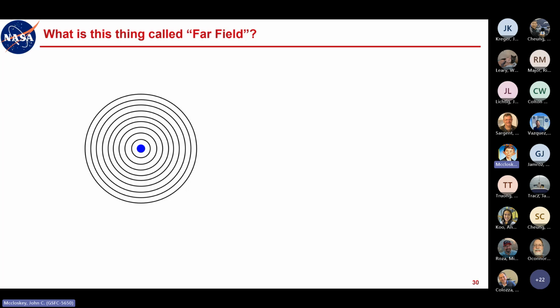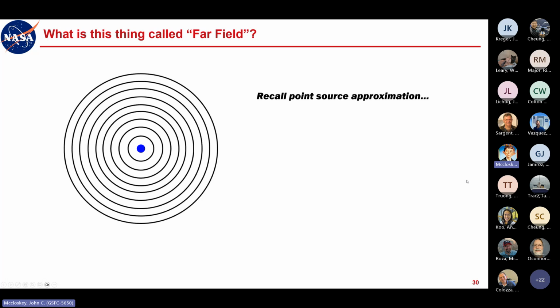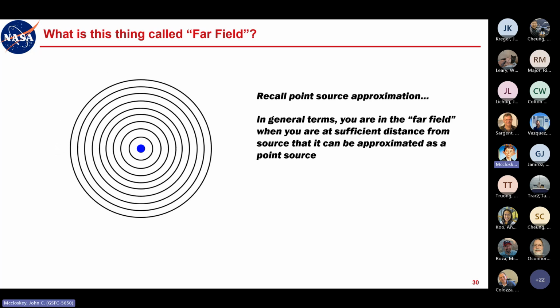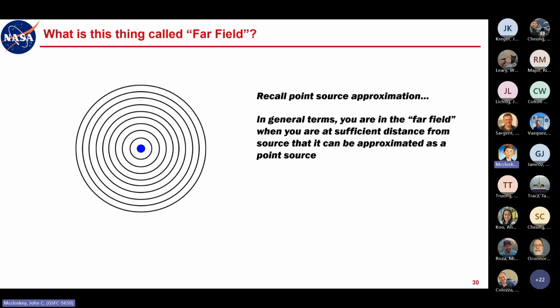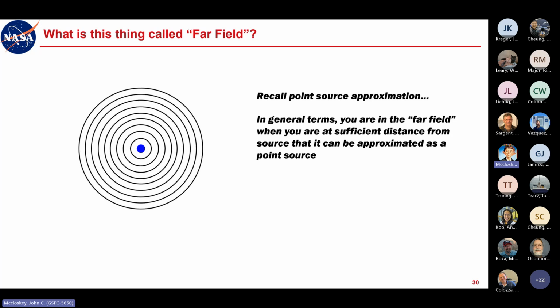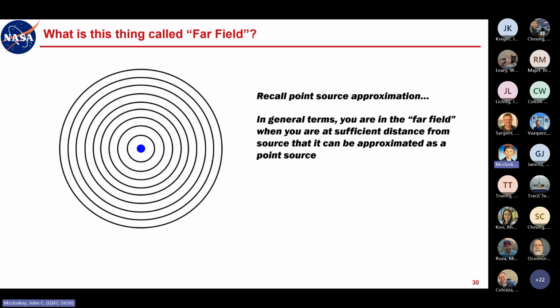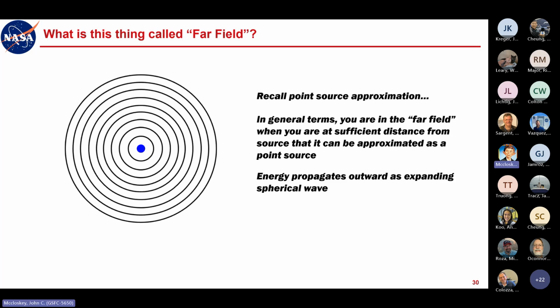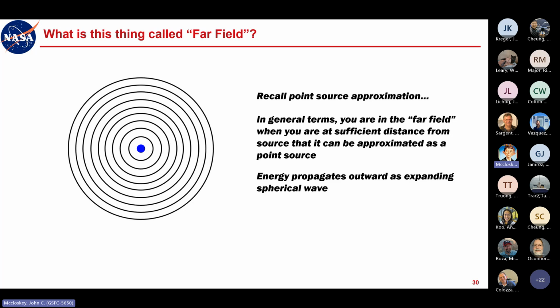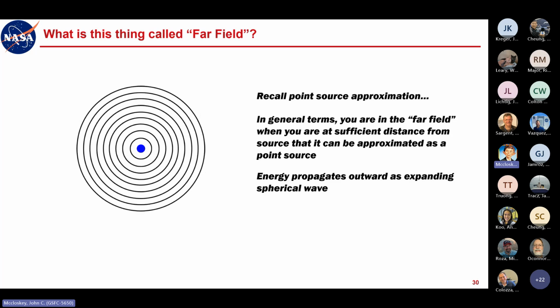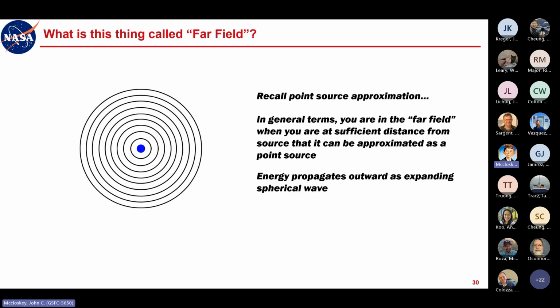Okay, so what is this thing called far field? Again, this is review from the dipoles session and probably one or two other sessions. So recall the point source approximation, and hey, it looks like my animation's working. In general terms, you can consider yourself to be in the far field when you are at a sufficient distance from the source that it can be approximated as a point source. And the significance of that is that the energy will propagate outward as an expanding spherical wave. I'm just showing two dimensions here, so it's an expanding circle, but you can use your imagination. It's an expanding spherical wave.